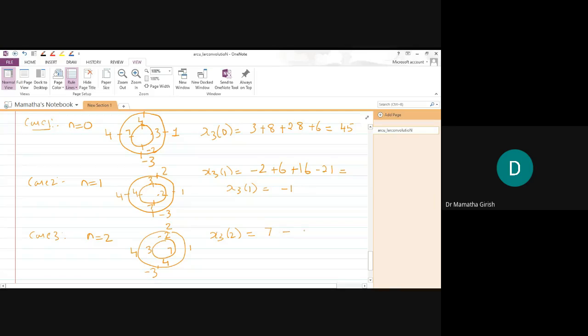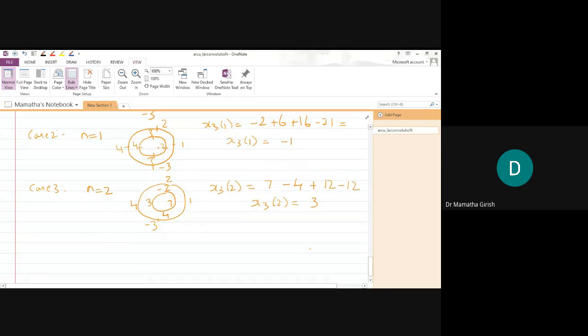7 into 1, minus 2 into 2 is minus 4, 4 3s are 12, 4 3s are minus 12. So I think the value of x3 of 2 is equal to what? 3. The last case now. I'm doing this at a bit fast pace because you know the method now. Just for practice. n is 3.